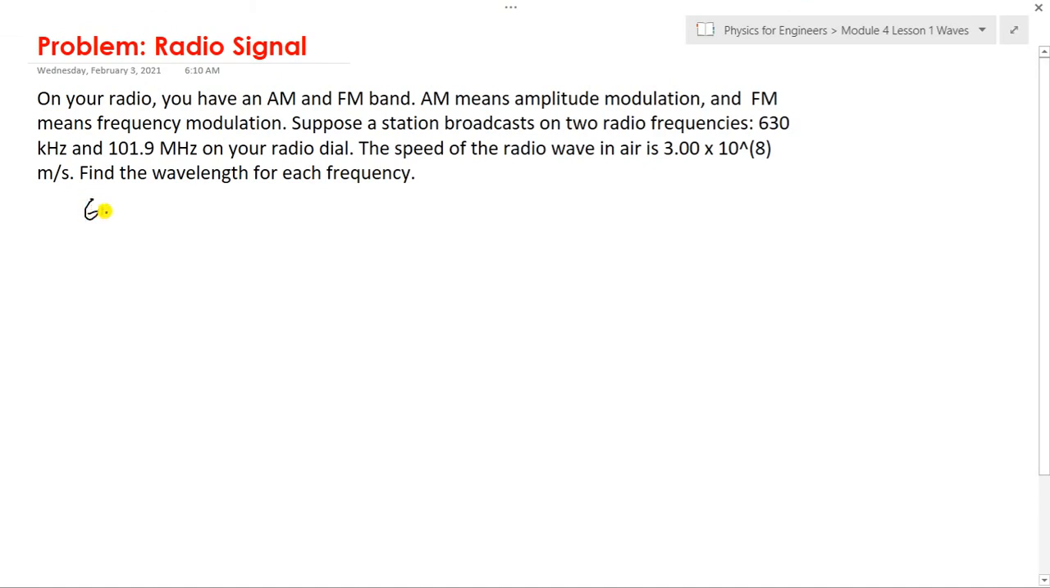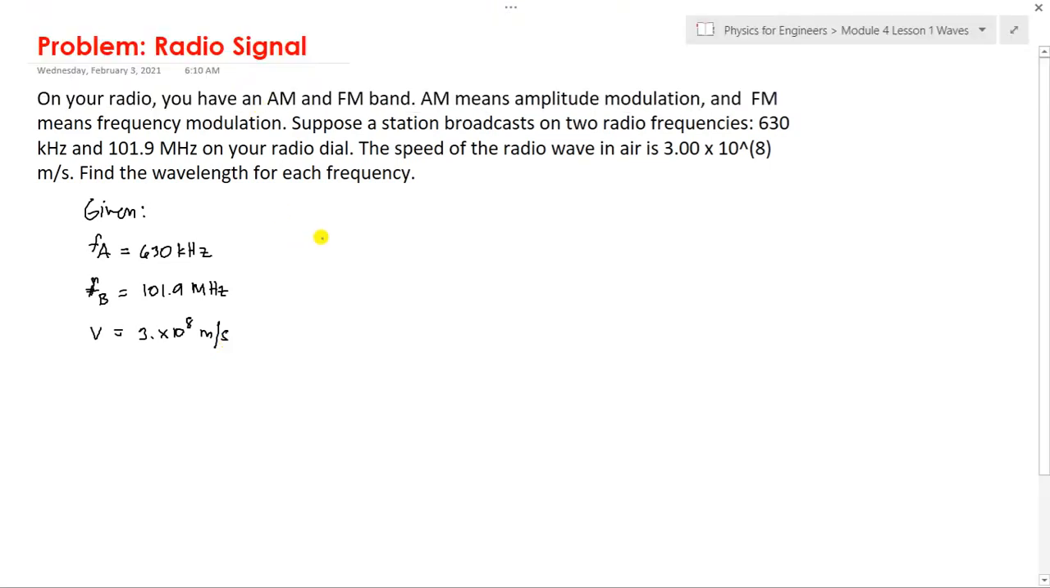So the given here: first frequency, that is denoted as A, that is 630 kilohertz. Frequency F of A. The next frequency, F of B, is equal to 101.9 megahertz. And then we have the speed, that is the velocity of our radio wave. Since it is a radio wave, that is 3 times 10 to the power of 8 meters per second, closely the same as the speed of light.